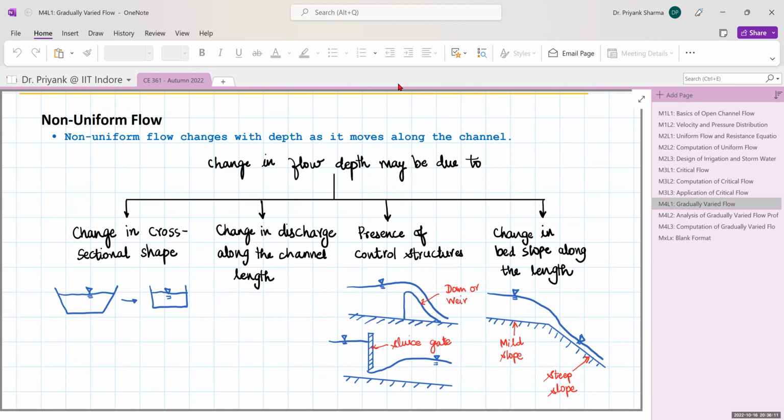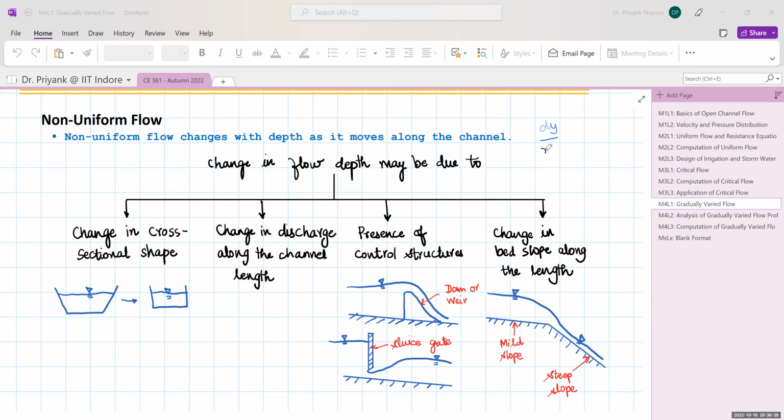So in a gradually varied flow, essentially it is a non-uniform flow. However, we are considering only steady non-uniform flow at the moment. The unsteady part we are not discussing now. So the non-uniform flow, as you know, changes its depth or discharge or velocity as it moves, or in general we can say it changes its depth as it moves along the channel. So dy by dx is not equal to 0. So that is the non-uniform flow.